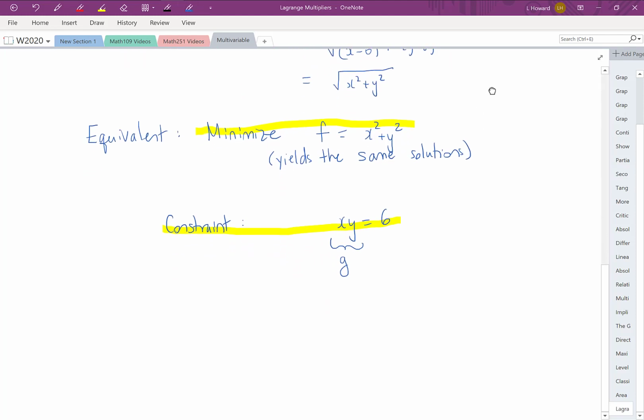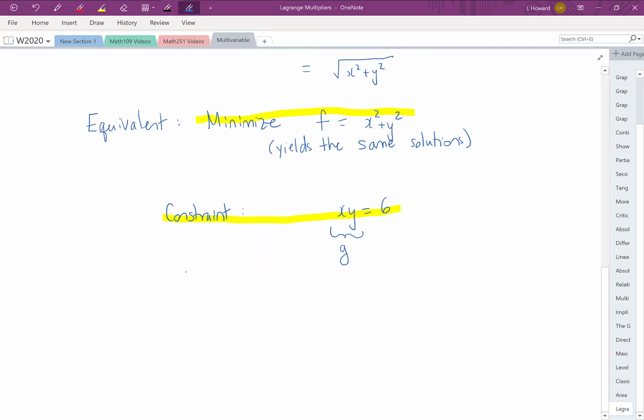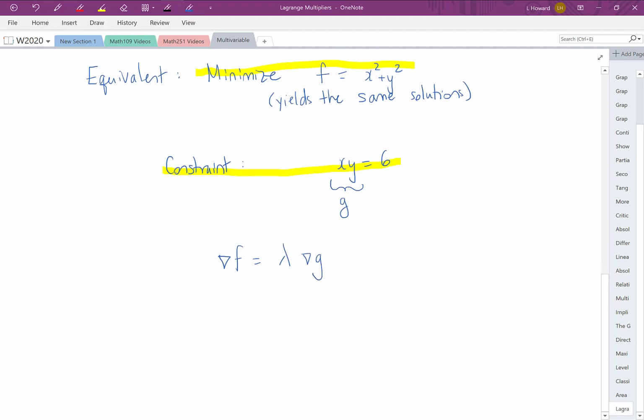So we said at the beginning of the video that the way the calculation is going to work is we're going to take the gradient of f and set that equal to lambda times the gradient of g, where lambda is some constant. So let's try that. F is the function x squared plus y squared, so its gradient is 2x, 2y. We're going to say that's equal to lambda times the gradient of g. Okay, well, if g is equal to xy, then its gradient is y comma x.